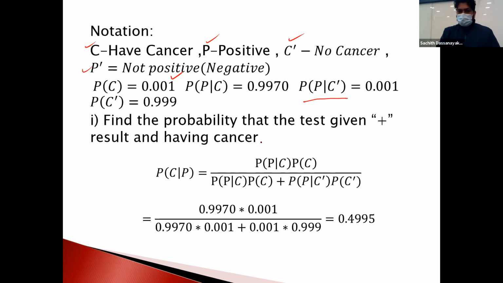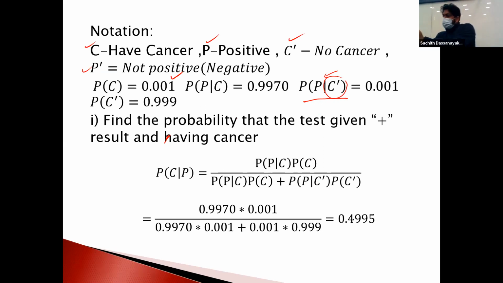Okay. Here, so where is that? Here you cannot find the probability of P given C simply by using 1 minus P given C dash. You cannot find that. I told you, if it is in the second place, you cannot apply that rule. First, we need to find the probability that test given positive.